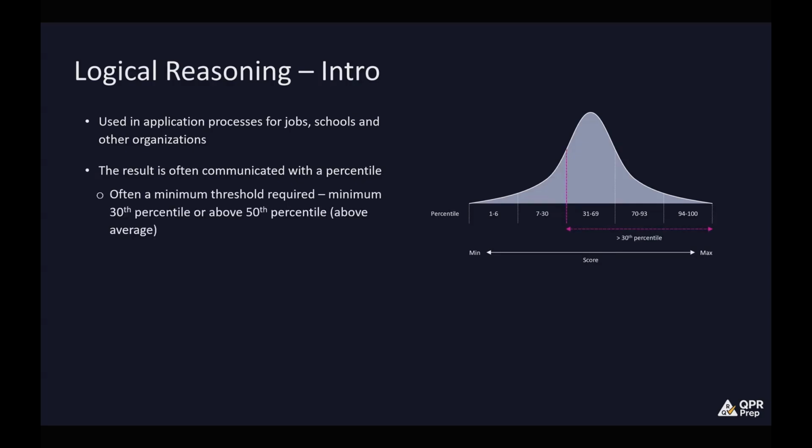Many companies apply a minimum threshold as a hard requirement. This means that you need to score at least the minimum threshold score in order to proceed to the next round in the recruitment process. This minimum threshold may vary depending on the job you're applying for, but common ones are above the 30th percentile, as you can see in the chart, and above the 50th percentile, which essentially means that you're above average.